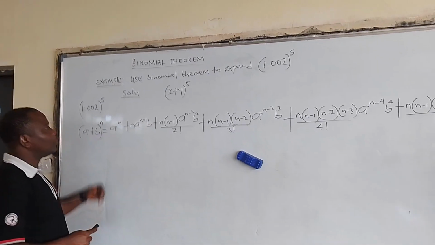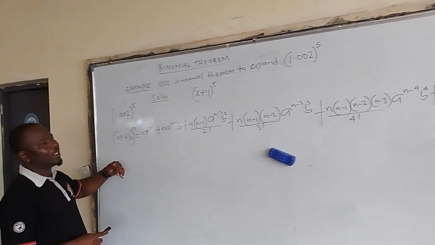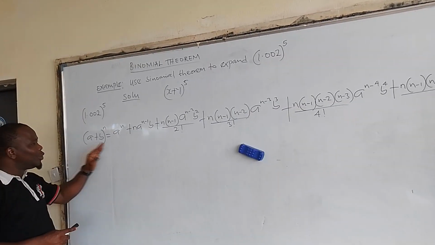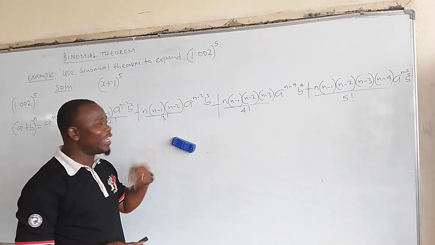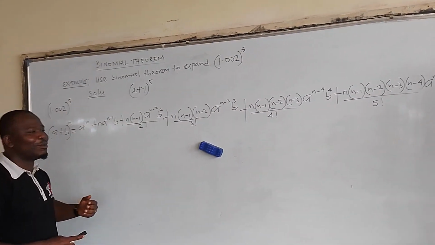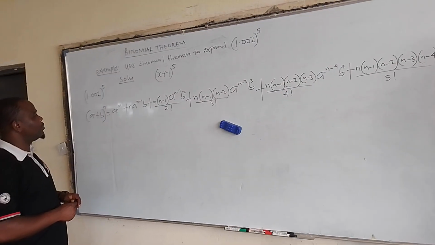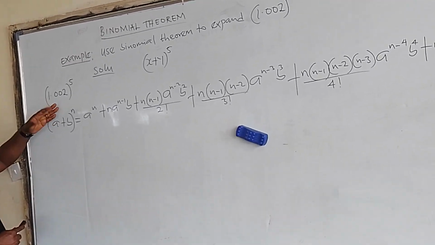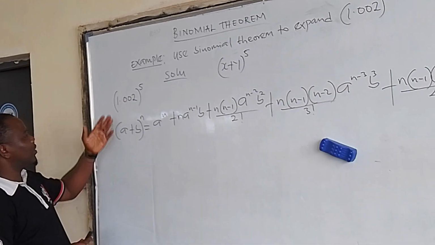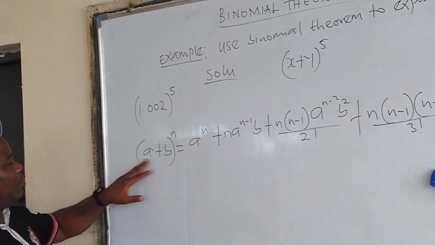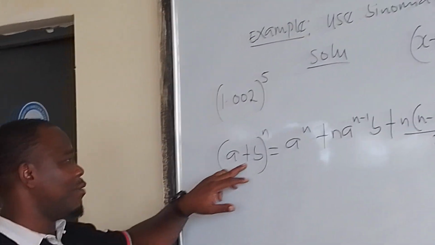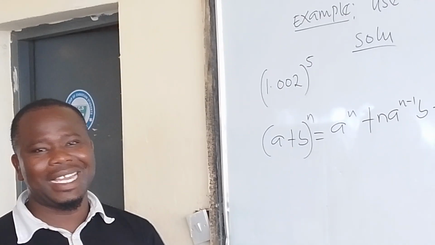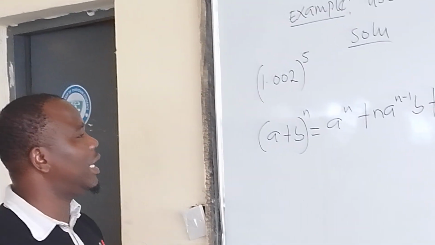Is that clear? So now, I know you are asking, how are we going to expand this bracket using this formula? I know you are saying it is impossible, but I'm going to prove to you that it is possible. Okay, let's look at it. We don't have our first or second term here. Here we have our first term as a plus second term as what? b. But let me open your eyes.